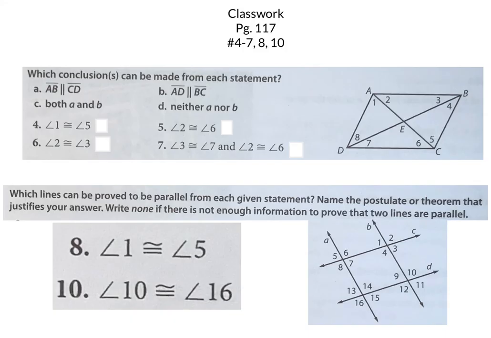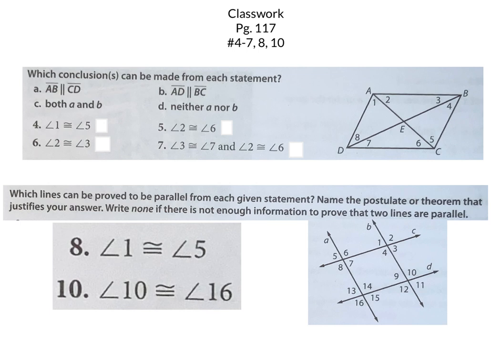The first set of questions, 4 through 7: which conclusion can be made from each statement? They've given you 4 different statements and 4 different options, A, B, C, and D. You're going to look at the statement and tell me which conclusion can be made from the statement they give you.